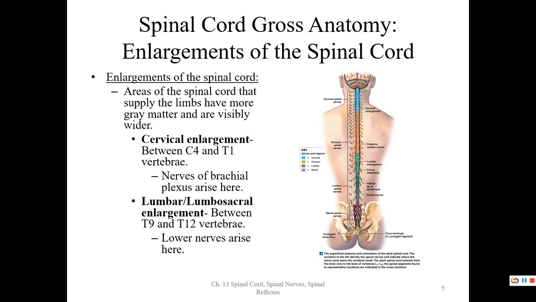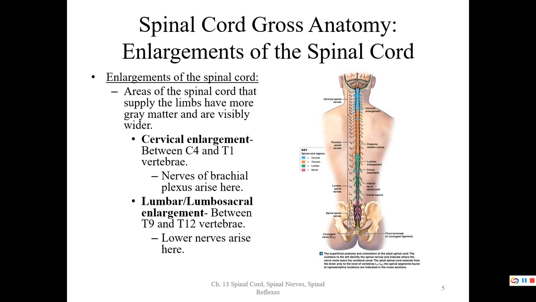Okay. Now, let's start with some gross anatomy of the spinal cord. In the spinal cord, we have some areas where it is visibly wider. There's more gray matter. There's a cervical enlargement and a lumbar or lumbosacral enlargement. One of the things I always like to test on is what vertebral level they are located. Your cervical enlargement spans the C4 to T1 vertebrae. This is where the brachial plexus nerves arise.